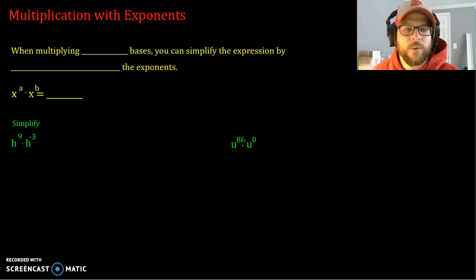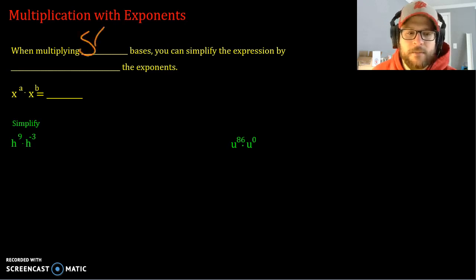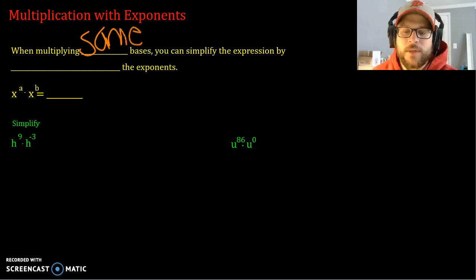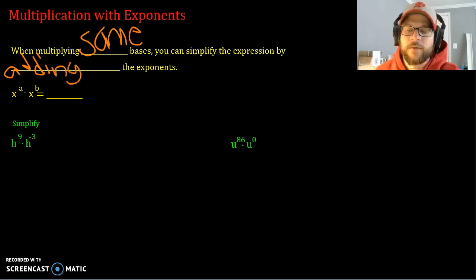All right, in this tutorial, we're going to go over the multiplication properties of expressions involving exponents and some different ways that you can manipulate them and simplify them down to smaller terms. When you're multiplying same bases, you can simplify the expression by adding the exponents and then rewriting that expression with the base only written once.